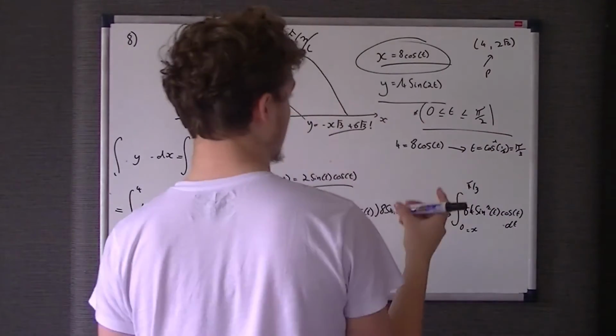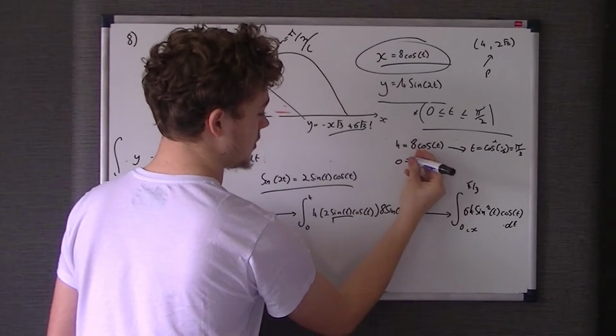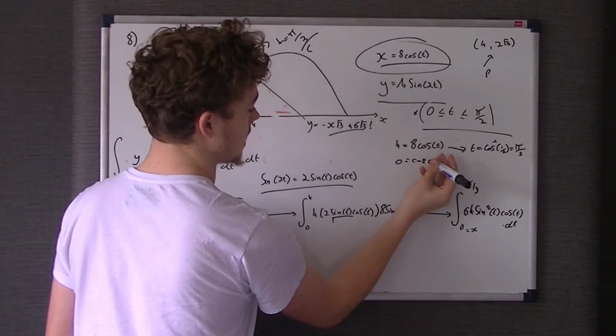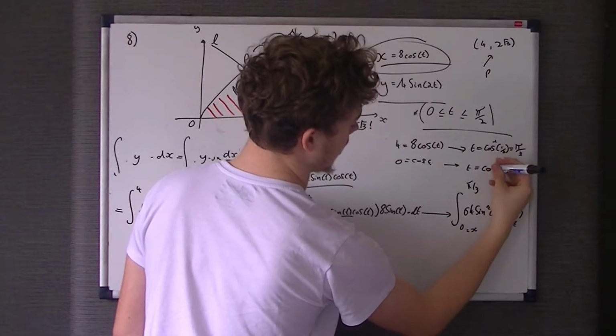The bottom limit, now we're still focusing on the x equation because it's x equals 0. So 0 equals 8 cos t, so therefore t is equal to the cos inverse of 0, which if you work that out, you get pi on 2.